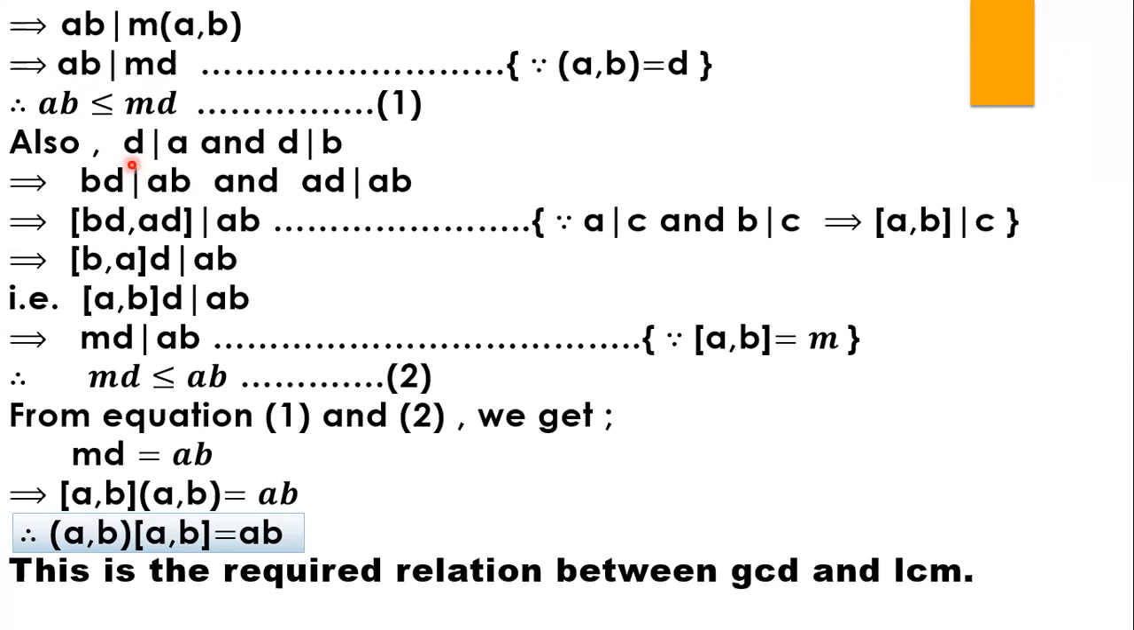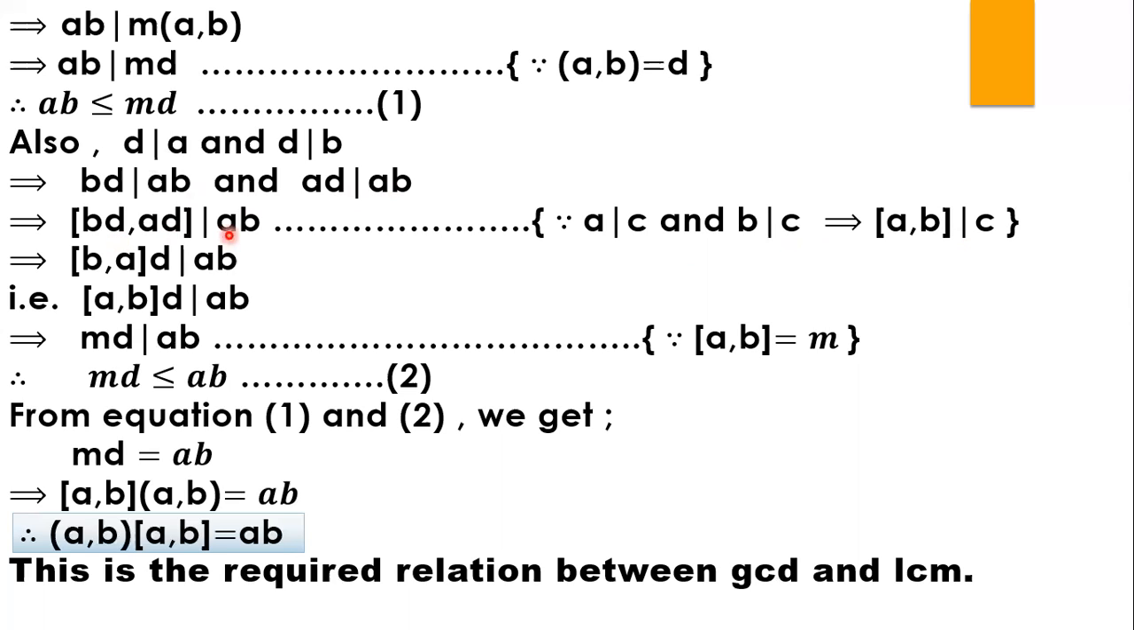Also, we know that if D divides A and D divides B. Now here for D divides A, we will multiply and divide it by B. So BD divides AB. And for D divides B, multiply and divide it by A. So AD divides AB. Here again we know that if A divides C and B divides C, then LCM of A, B divides C. Therefore, for BD divides AB and AD divides AB, we get LCM of BD, AD divides AB.